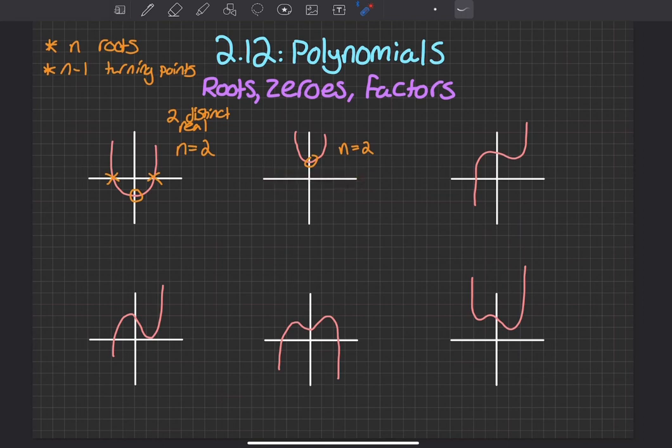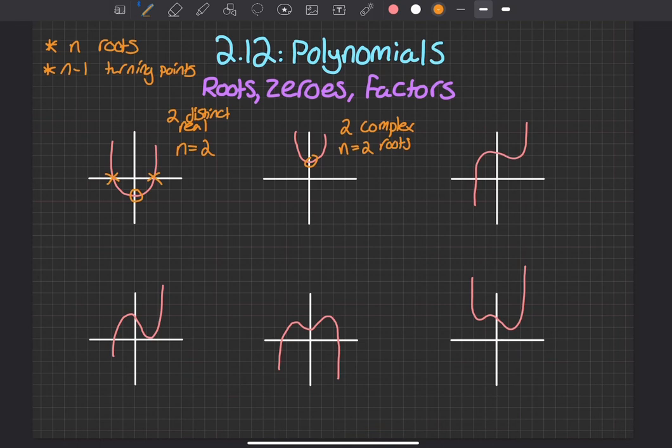It doesn't touch the x-axis, which means that the graph has two complex roots, right? Two complex roots. And with complex roots, they're always going to come in even numbers. So you'll either have 2 complex, 4 complex, 6 complex. You'll never have an odd number of complex roots. They come in conjugate pairs, which you learned about in Unit 1.